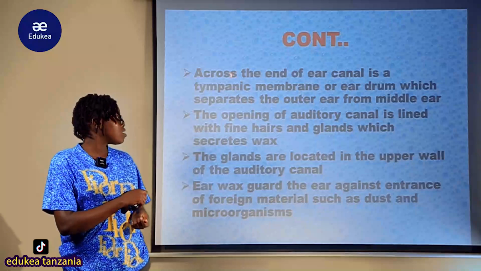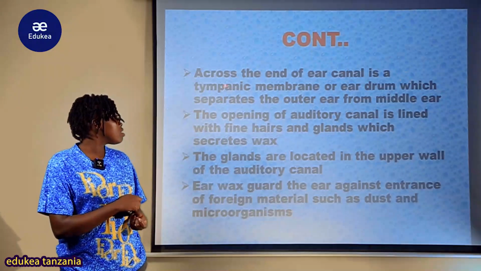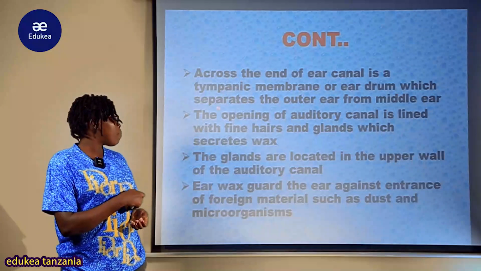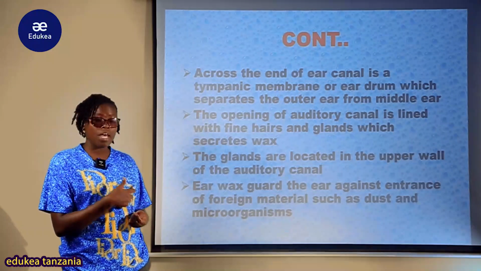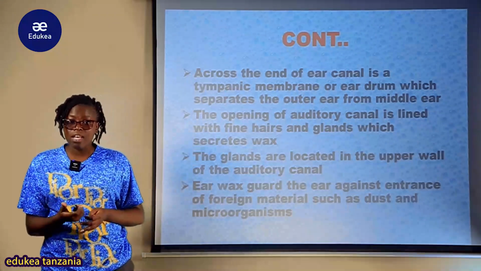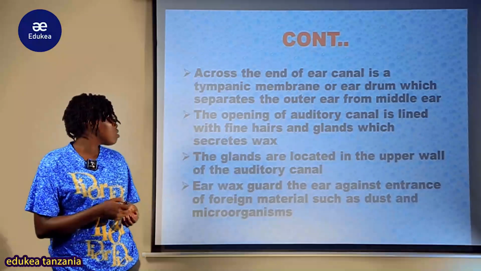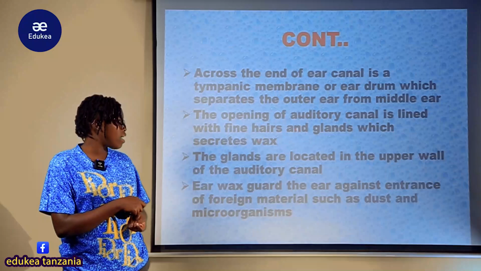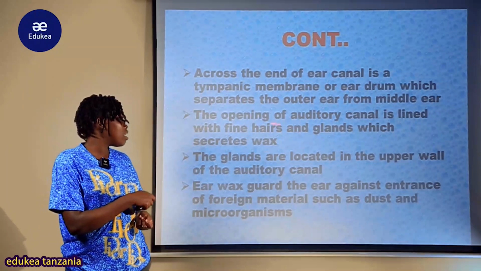So across the end of the ear canal is tympanic membrane or eardrum ambayo ndio nyundo, which separate the outer ear from the middle ear. Kwa hiyo hapa nyundo yenyewe ndio inakuwa ina separate sikio la nje na sikio la kati. So the opening of the auditory canal is lined with the fine hairs and the gland which secrete the wax.